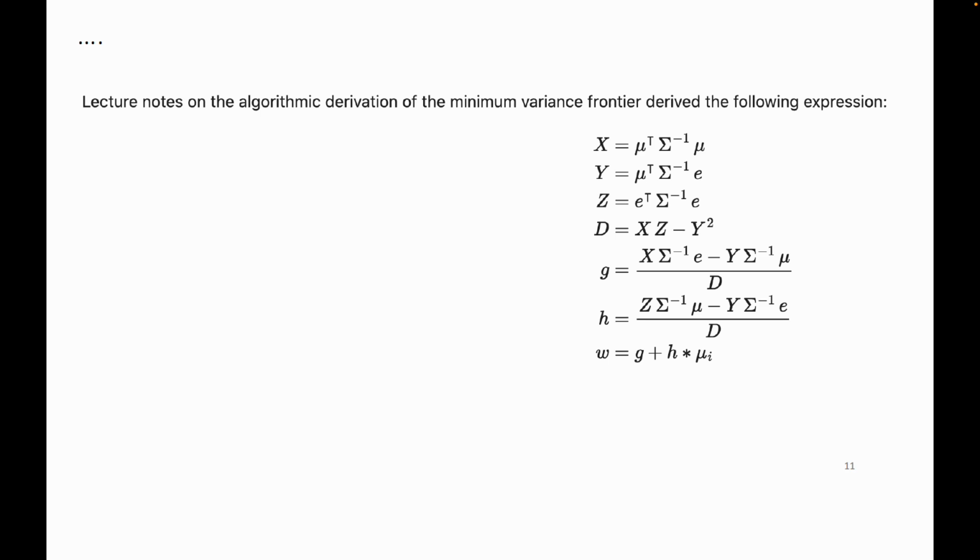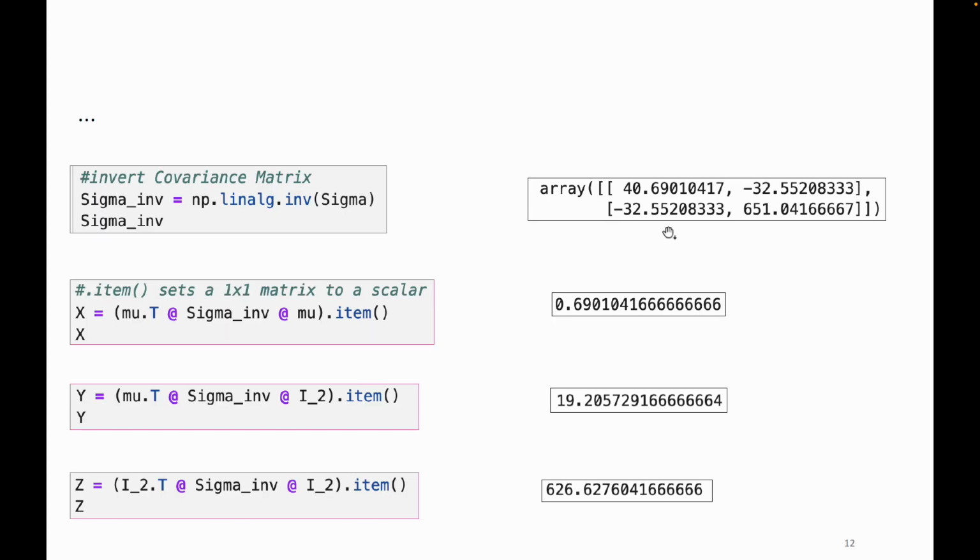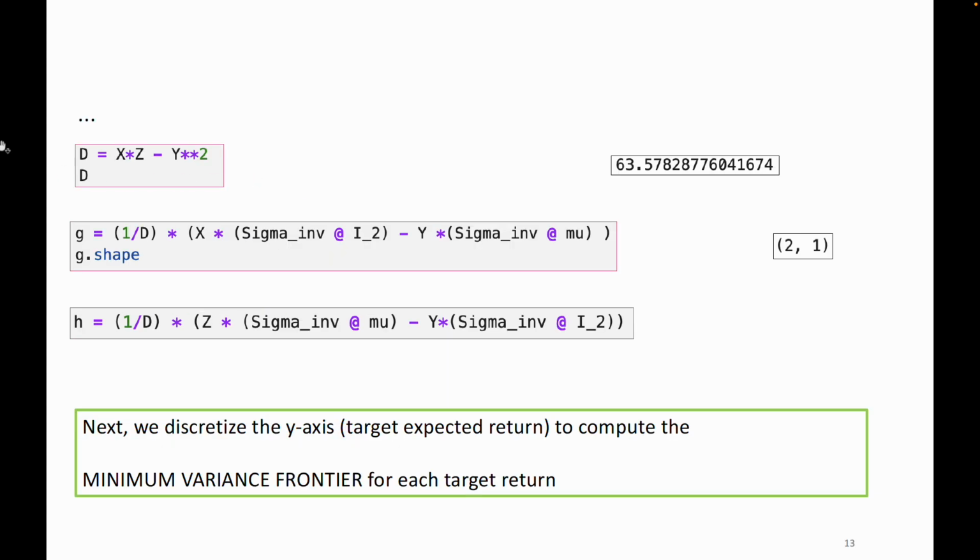Now the next thing I'm computing here is the d. So we had scalar times scalar minus scalar square. And now I'm implementing that as well. x times z minus y square, and I assign that to be the d. Yeah, so this is the value.